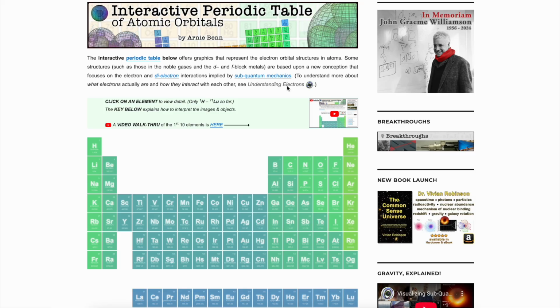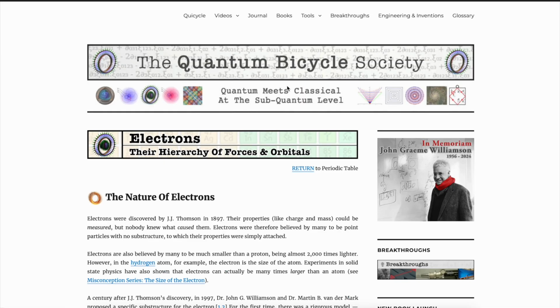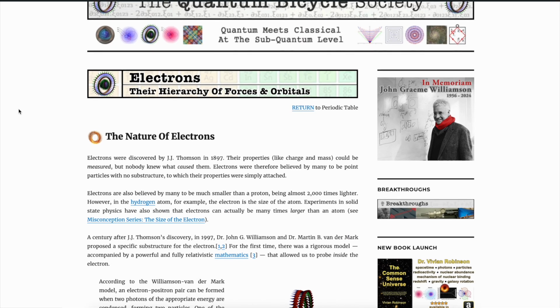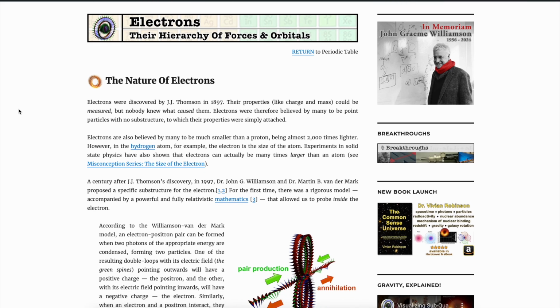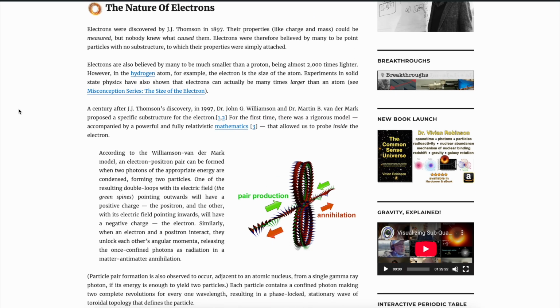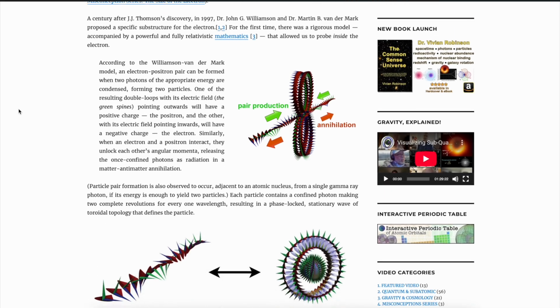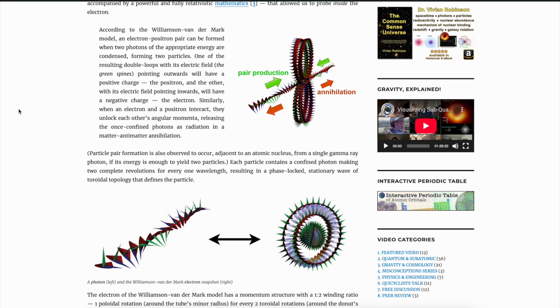So before we start with the periodic table, I'd like to just take a moment to visit this link right here, Understanding Electrons. And here we will see a brief description of the electron according to the Williamson-van der Mark electron model. It was developed by John Williamson and Martin van der Mark, published in a 1997 paper, which you can find here on the website. Essentially, it describes how an electron is a confined photon topology.